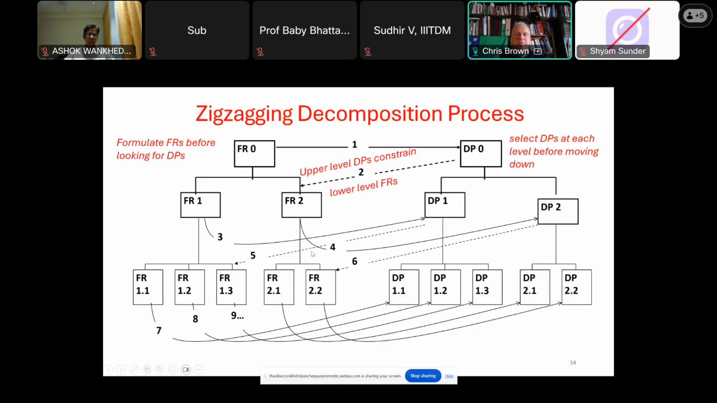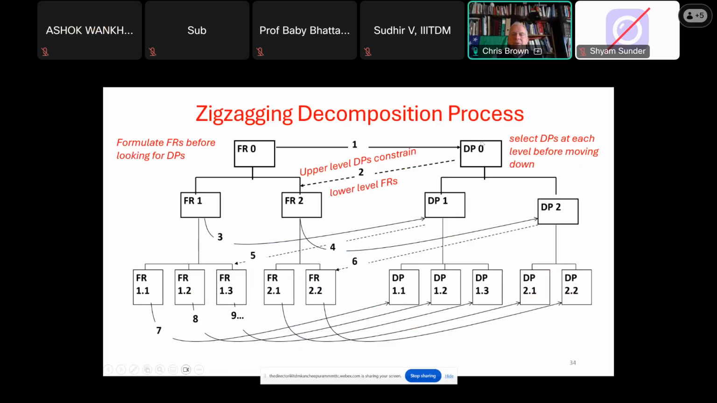So the process for doing this, as we've implied, is a zigzagging sort of decomposition. So form follows function. FR0 first, DP0. Then we decompose FR0 in the context of DP0, because FR1 and FR2 are applied to whatever we've selected here for DP0.